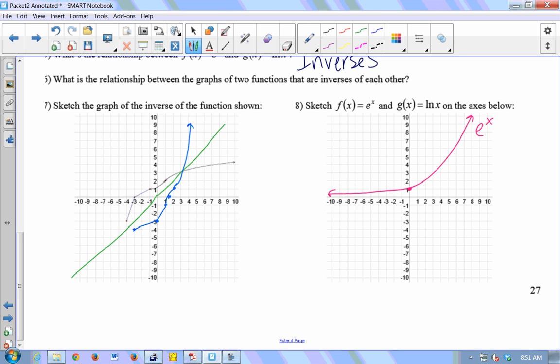And then ln x would be a reflection of this guy over the line y equals x. So if I put that in, help me draw the inverse. It would definitely go through 1, 0 for that 1 point, and then go down like that and up like that. Reflection over the line y equals x. So you should have a pretty good mental picture of ln of x as the inverse of e to the x.